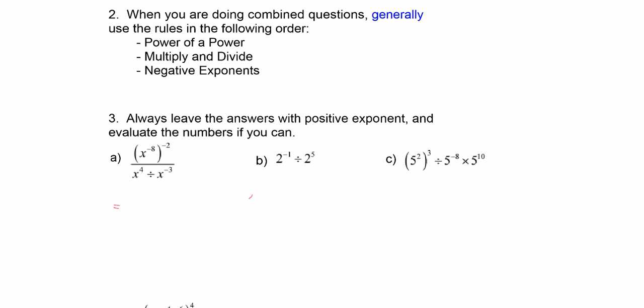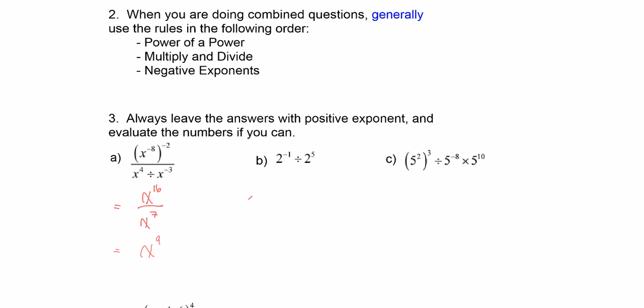So now when we use power of a power, we get x to the, well, negative 8 times negative 2 is 16. And on the bottom, we're going to have x to the 4 minus negative 3, which gives us x to the 7, because it's subtraction, because of the division sign that exists between these two x's. So now that I have a division on the top and bottom, my final answer is going to be x to the 9.